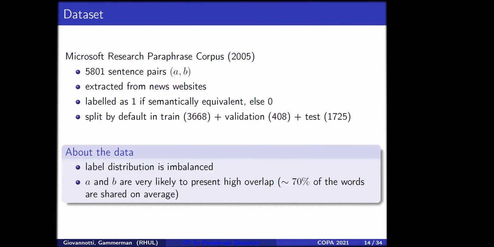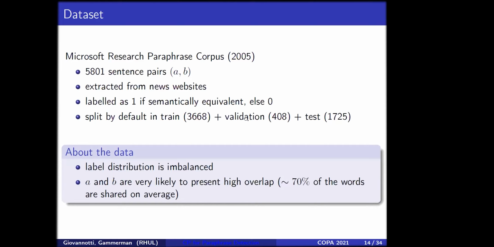The dataset we will be using is the Microsoft Research Paraphrase Corpus. It's around 6,000 sentence pairs, A and B, extracted from news websites, and they were manually labeled as 1 if they're semantically equivalent, else 0. There's already a default train, validation, test split that we kept so that we could at least compare our results to the other papers that use the same dataset. It's a fairly common dataset.